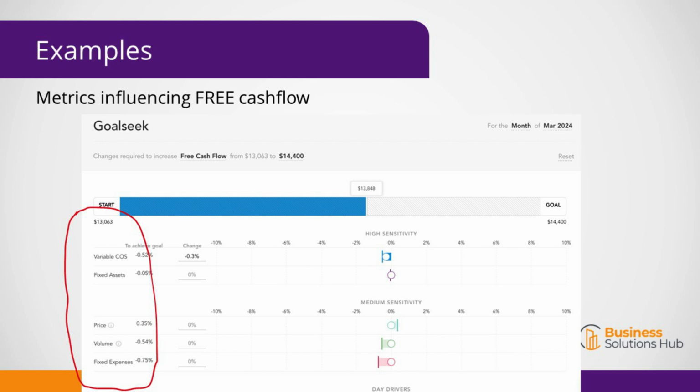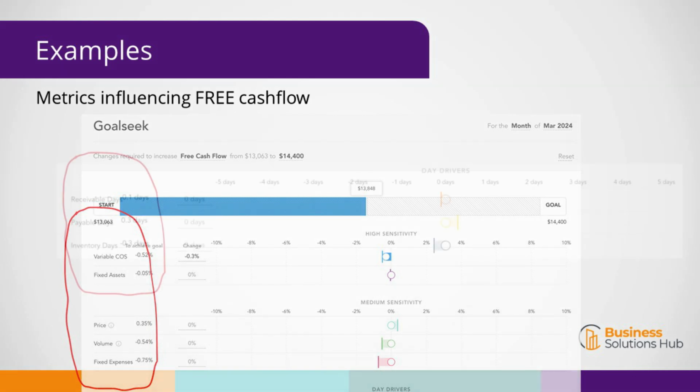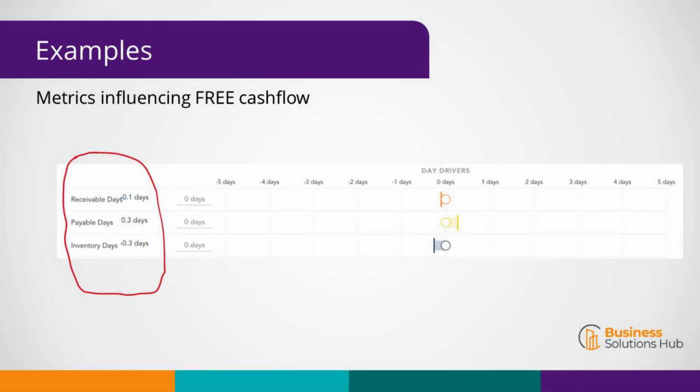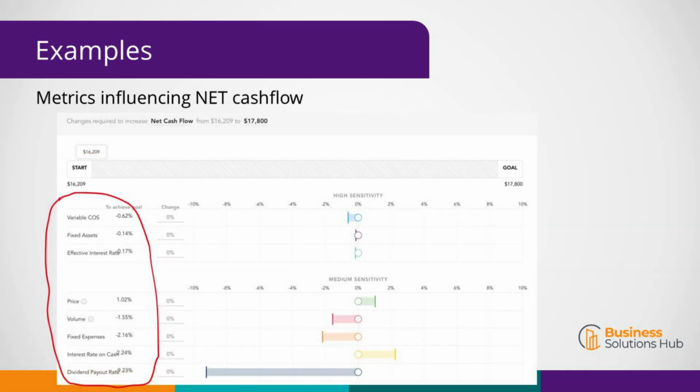Right, what are the metrics influencing free cash flow? So similarly, in this case, you've got not much of a change. So you can see in the center, like sensitivity, right, what do I need to adjust to get it from 13 to 14? It's not big. But again, what are the prime drivers there? So variable cost of sales, so really important. That's one that you can do. And then fixed assets, maybe. Again, your pricing, again, your volume, and fixed expenses. There are a couple other things too. Again, on the next slide, you can see again, also receivable days, payable, and inventory all have an impact on where your cash lands. Finally, on that net cash flow, so again, you can see there's similarities.